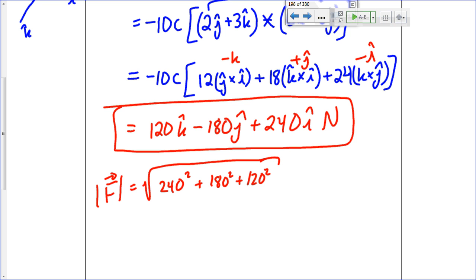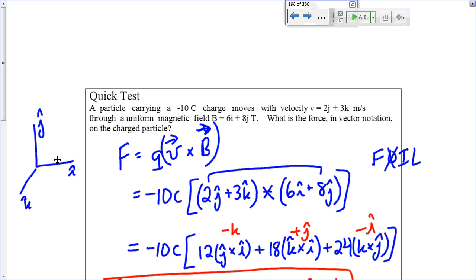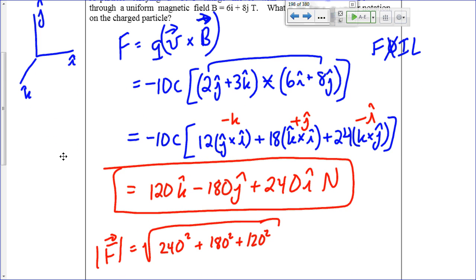Look at the magnetic force. What's up? I was gonna tell you that it's 323. Oh, okay.